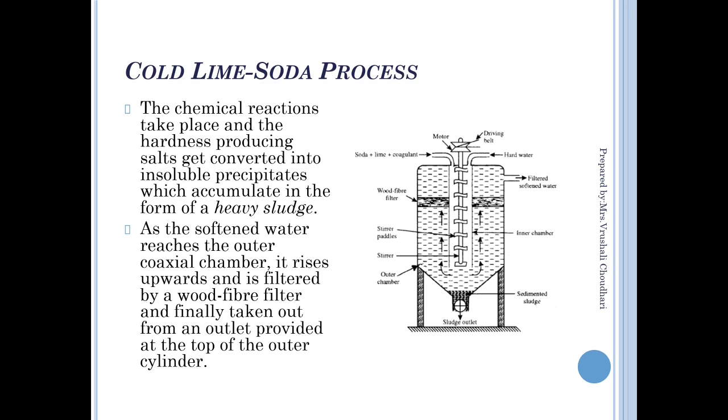As it is forming a precipitate, its weight is quite higher than water, so it is going to settle at the bottom and is removed by the sludge outlet, while the purified water, which is lighter, is removed from the upper outlet. That is the softer water filtered through the wood fiber filter.